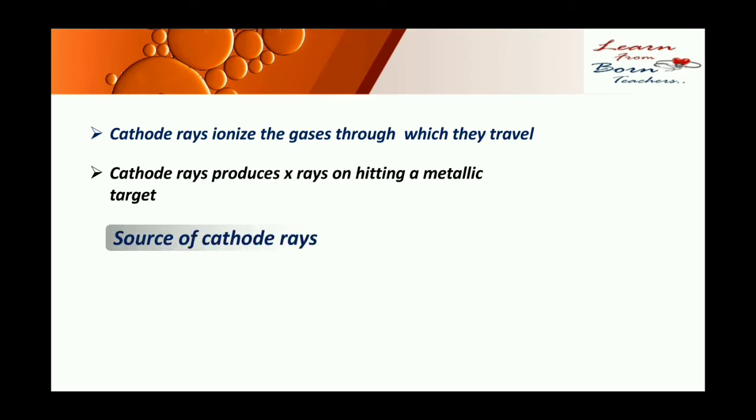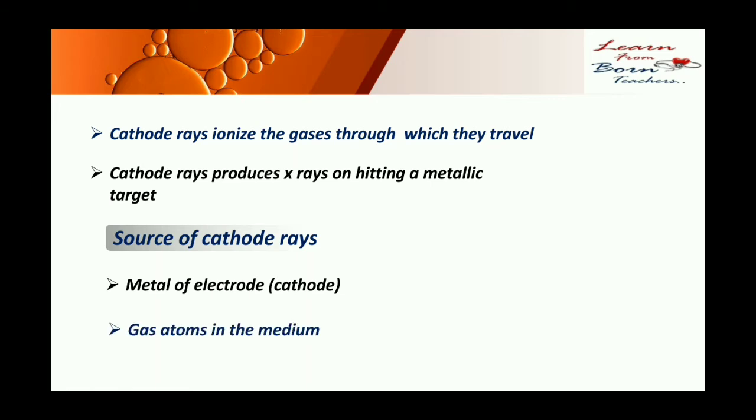You can see which are the sources of cathode rays: a metal electrode that we use as the cathode, and gas atoms in the medium. So these are the sources of cathode rays. Cathode rays are generated from the cathode. That is why the ray itself is called cathode rays.